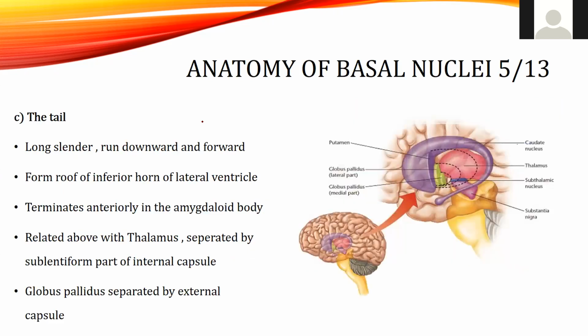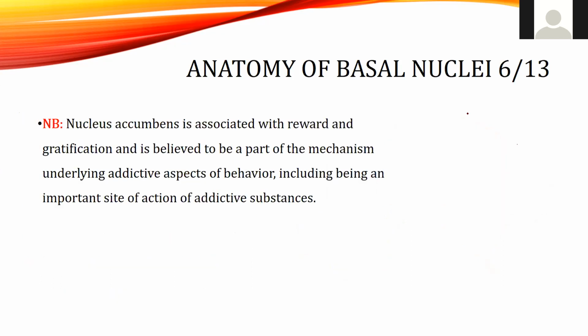Its tail is long and slender. It runs down and forward. It forms the roof of the inferior horn of the lateral ventricle and terminates anteriorly in the amygdaloid body. It is related above to the thalamus, separated from it by the sublenticular part of the internal capsule. The globus pallidus is separated by the external capsule from the tail of the caudate nucleus.